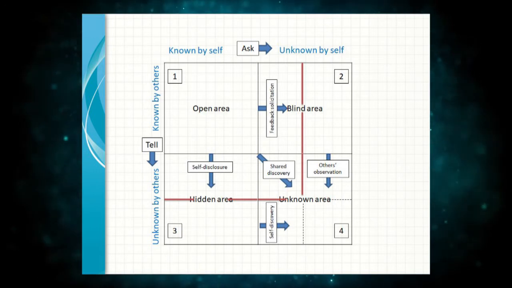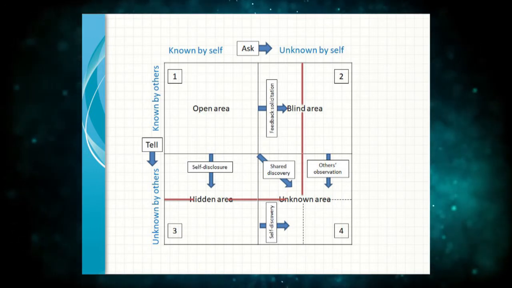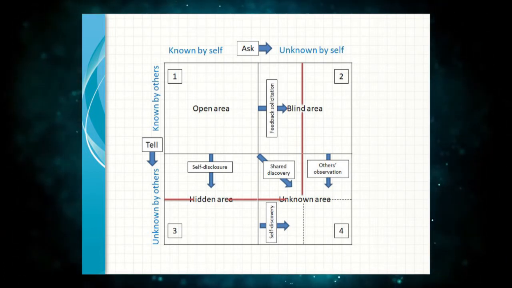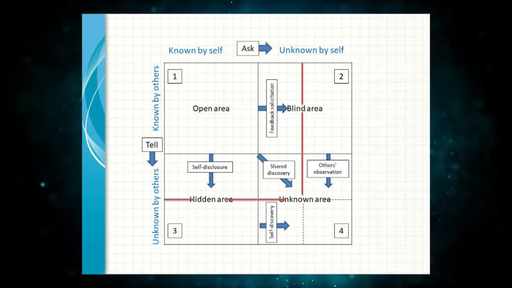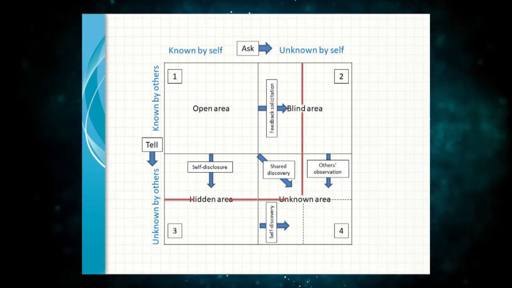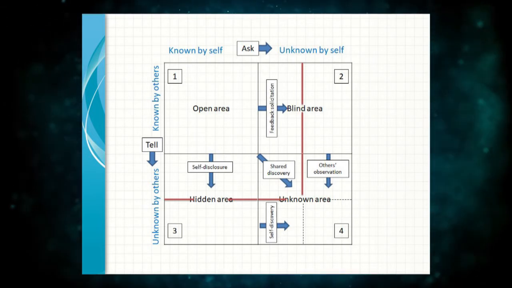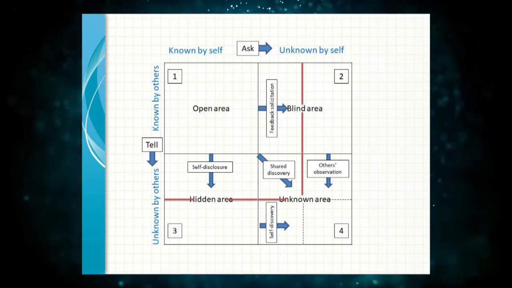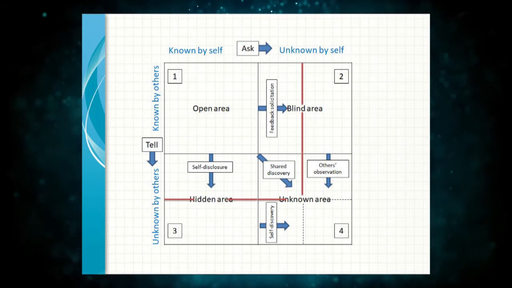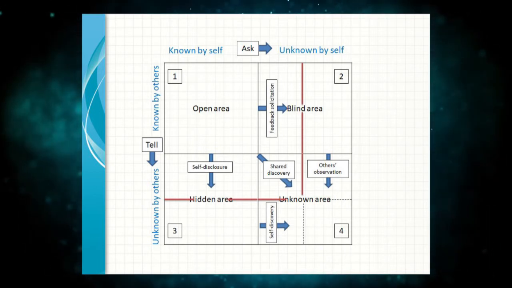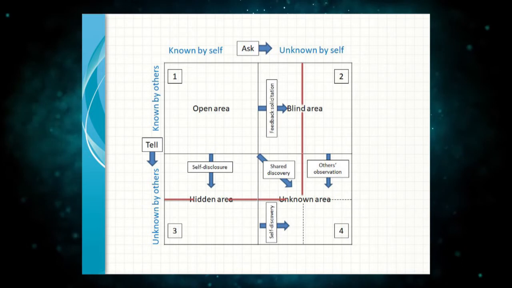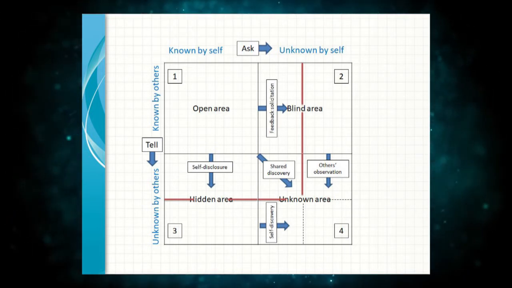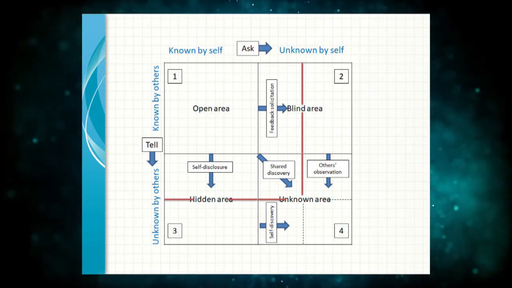The second quadrant is called the blind area and contains information that's known by everyone else except for the individual himself. So he's blinded to this information. The third box is called the hidden area, and it contains information that's known by the individual, but not known by anybody else. And the fourth box contains information that's not known to anyone.